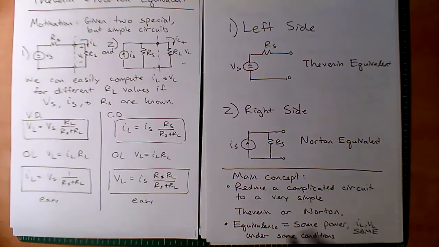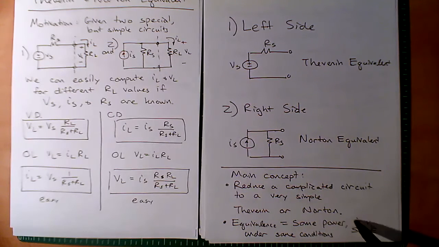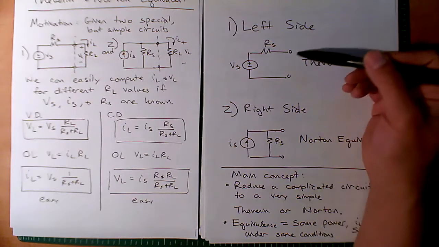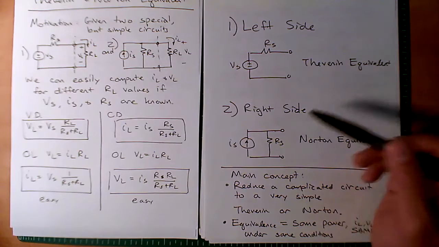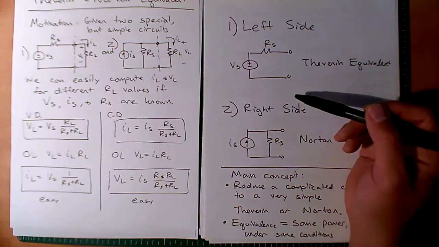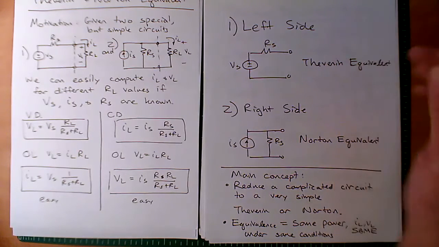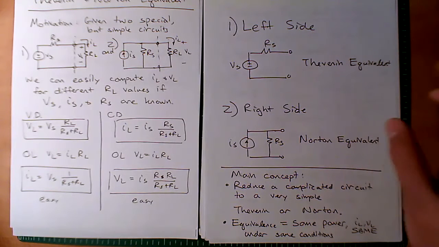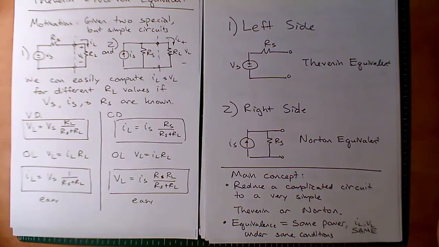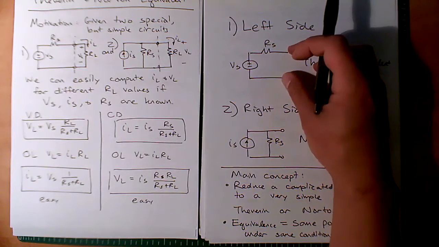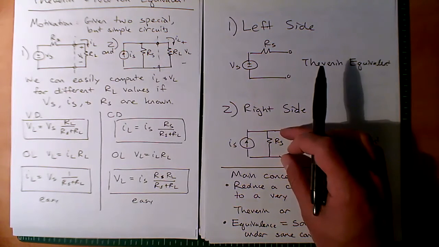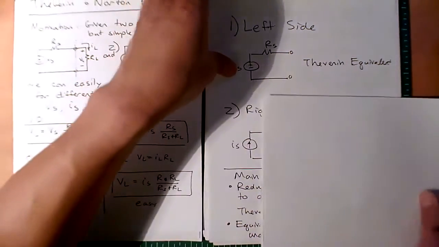And what does equivalence mean? Same power, IL and VL, under the same conditions. Right? I want the same voltage across and the same current through under the same conditions. That means if I had a complicated circuit and I plugged some resistor into it, I want to see the same power draw as if I plug it into this one or if I plug it into this one. If that makes sense. Okay.